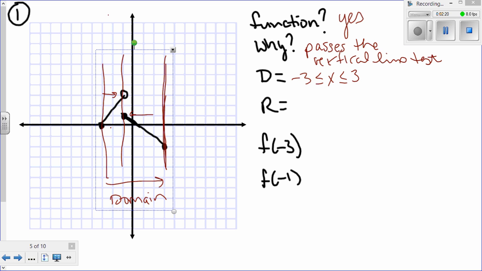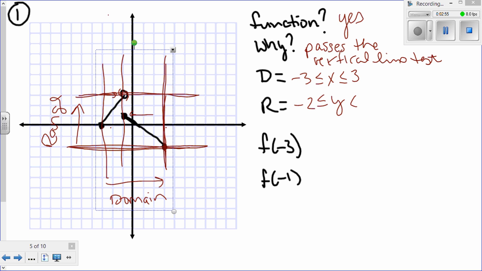My range starts at the bottom and moves up to the top. At the bottom, my lowest value is -2. And it's a closed circle, so it's less than or equal to. And this is range, so it's y. My upper value, my largest value is 1, 2, 3. And notice that's an open circle. So that means it cannot be equal to, so it's just less than 3.